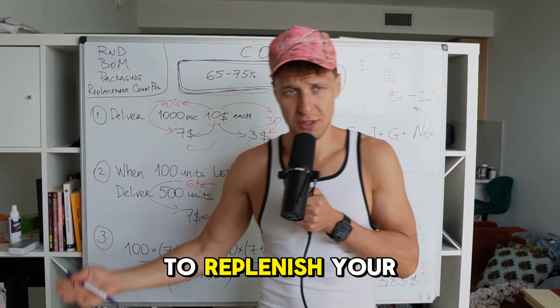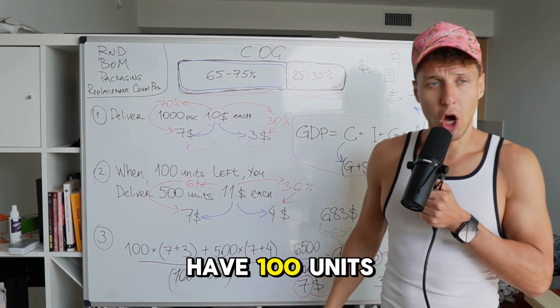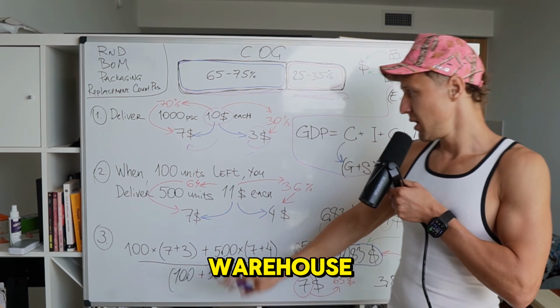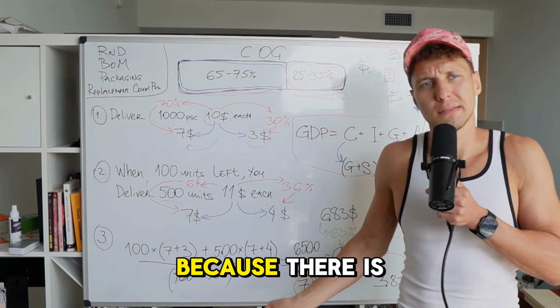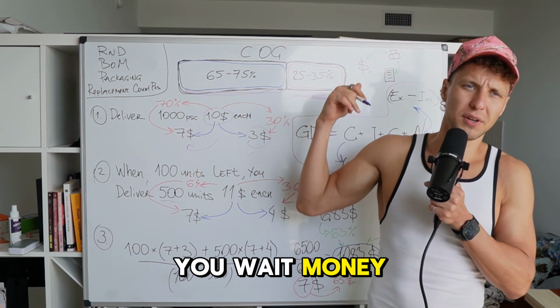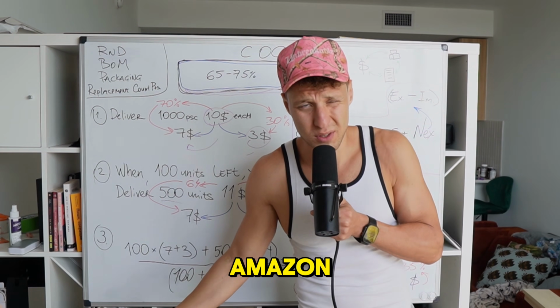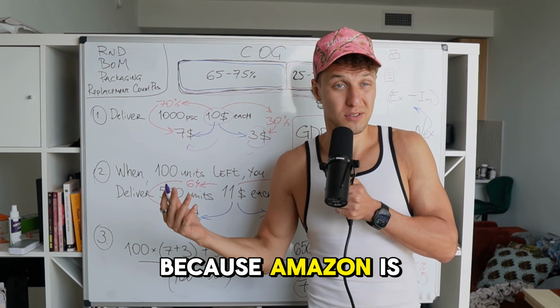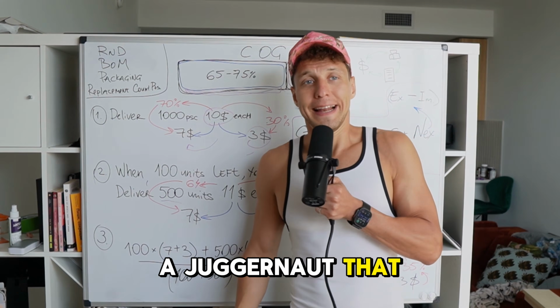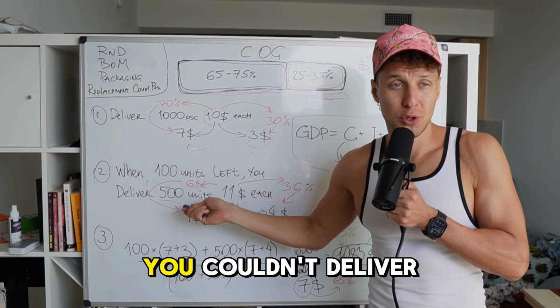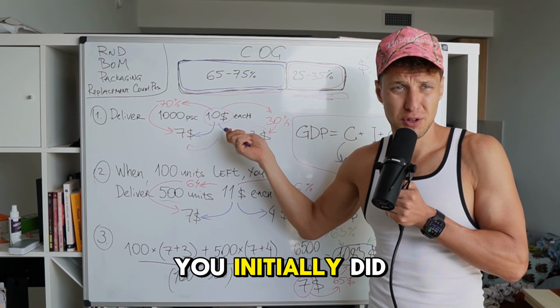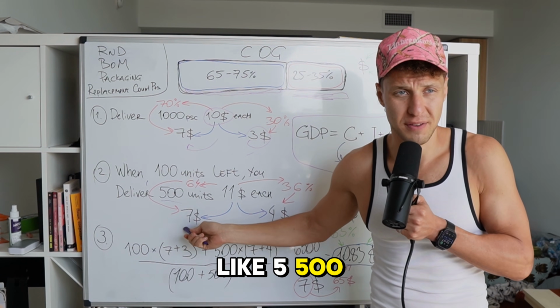Then you sell well, and your inventory is slowly depleting, and you come to a certain point where you need to replenish your inventory. So when you have 100 units left in your warehouse, you decide to deliver 500 units. Why? Because there is a cash gap. You're waiting for money from Amazon. You don't have much money from Amazon dispersed to your account. Why? Because Amazon is a juggernaut that has its own rules, and they defer the payments to you. So you couldn't deliver 1,000 as you initially did. So you deliver like 500, right?